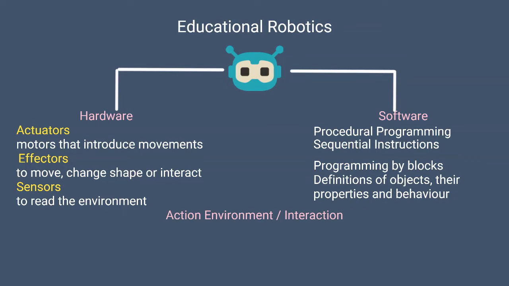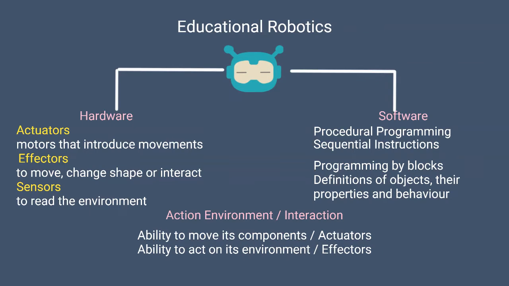When a robot is programmed, it will have the ability to move its components through actuators. It can act on its environment with the help of its effectors. And it will have the ability to recognize its environment through its sensors.